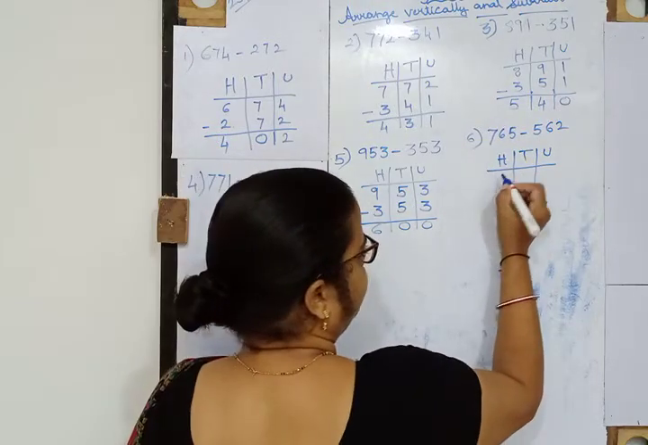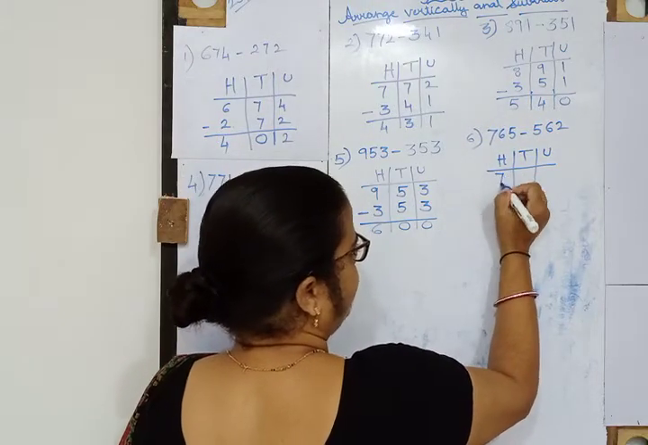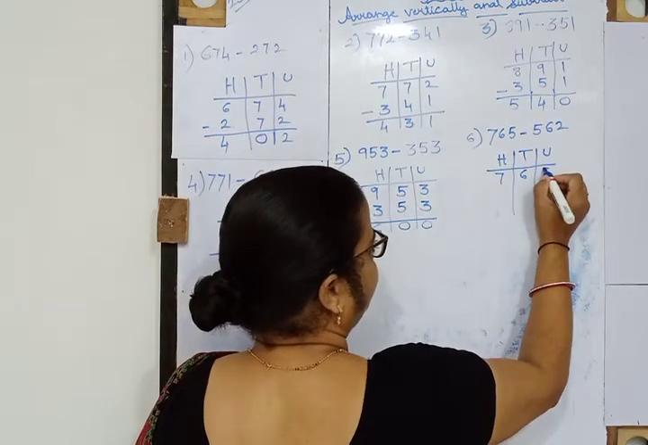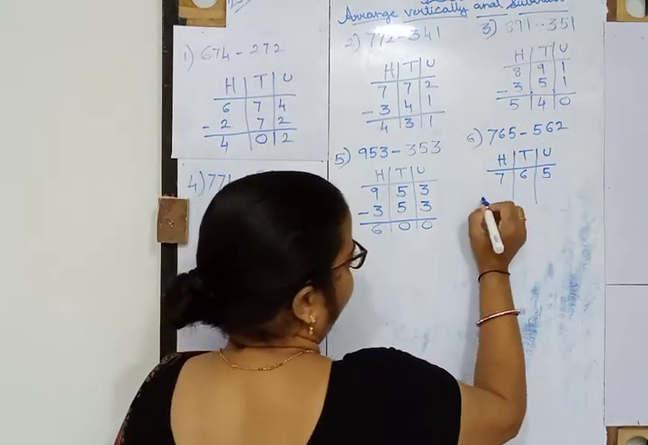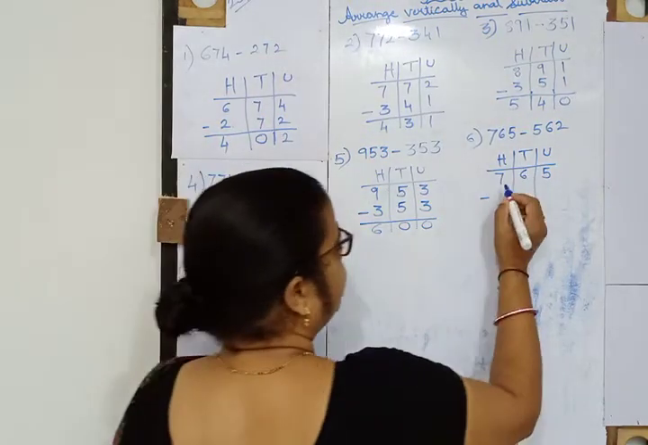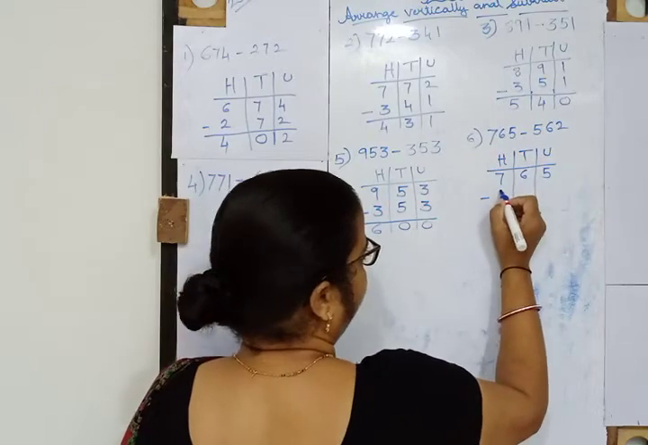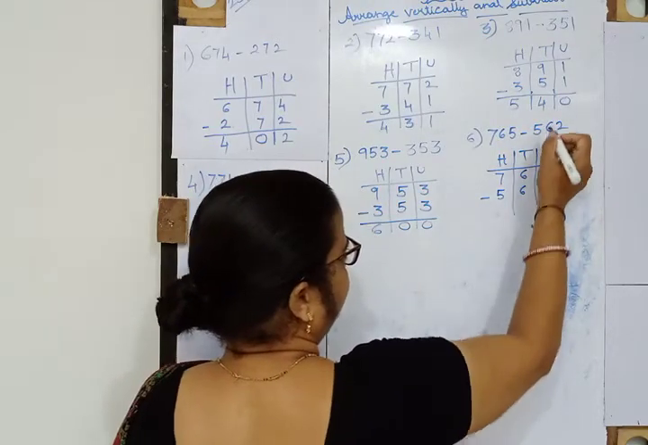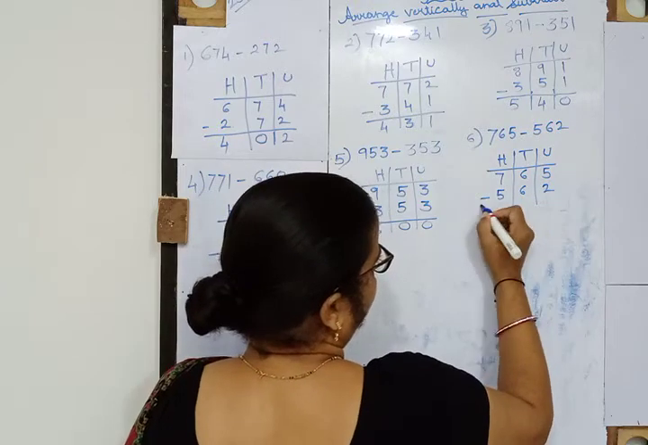765. So we have to write here in the hundreds column 7. In the tens column we have to write 6. In the units column you have to write 5. So the subtraction sign, minus, then 562. So in the hundreds column you have to write 5. In the tens column you have to write 6. And in the units column you have to write 2.